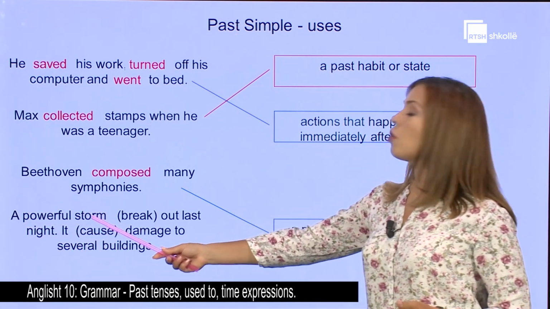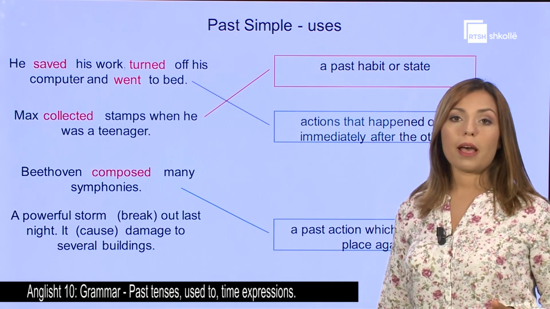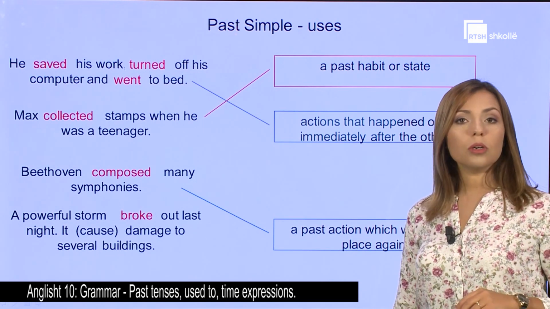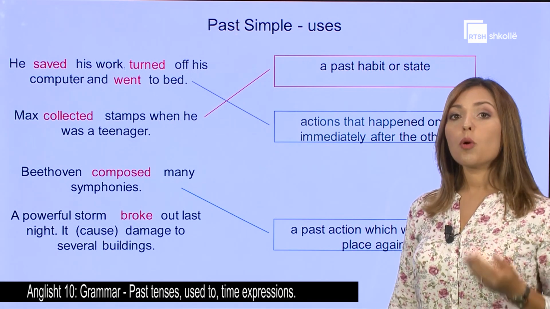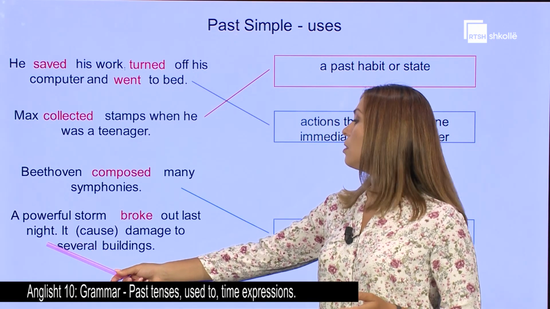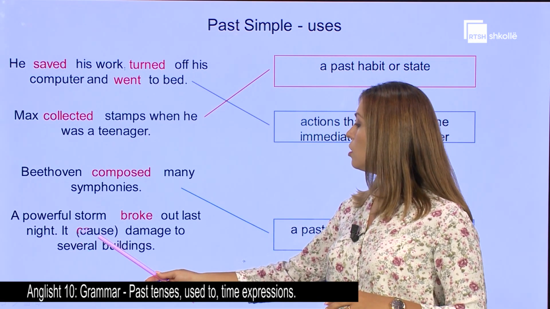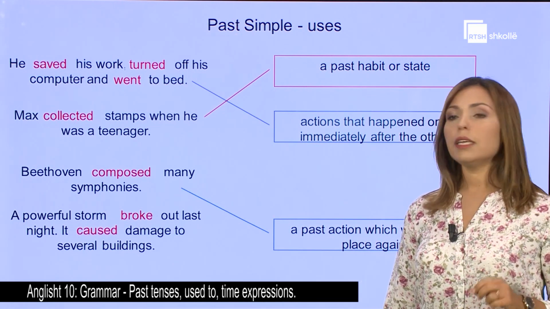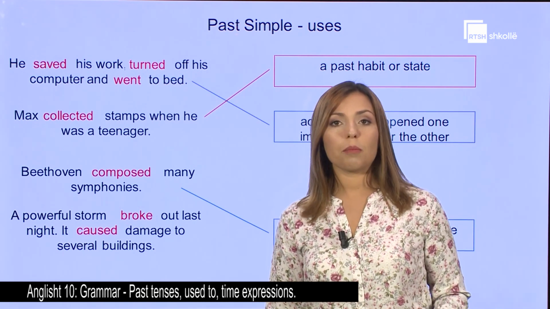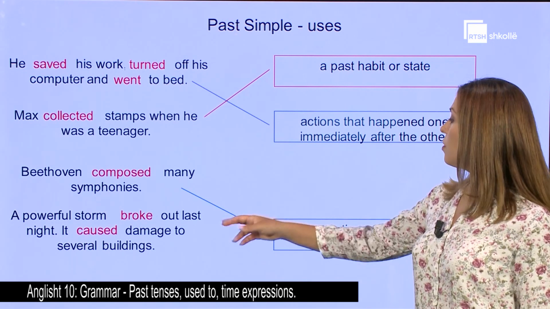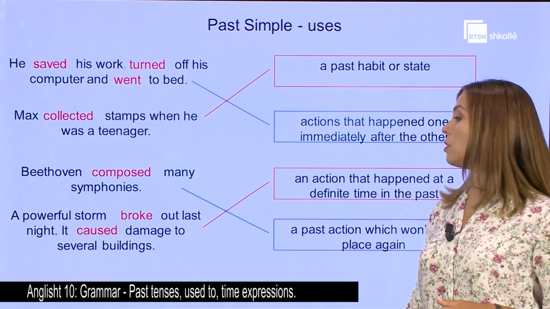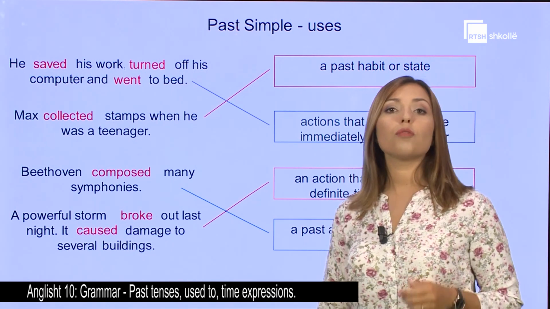A powerful storm, the verb is break. Put it in the past. It is not regular, don't forget. So, the storm broke. So the verb break in the past, broke out last night. So we know when it happened, last night. It, the verb is cause. It caused, ed, caused damage to several buildings. So we have something that happened in the past, the storm, and we have the result also in the past. The result is that it caused a lot of damage.